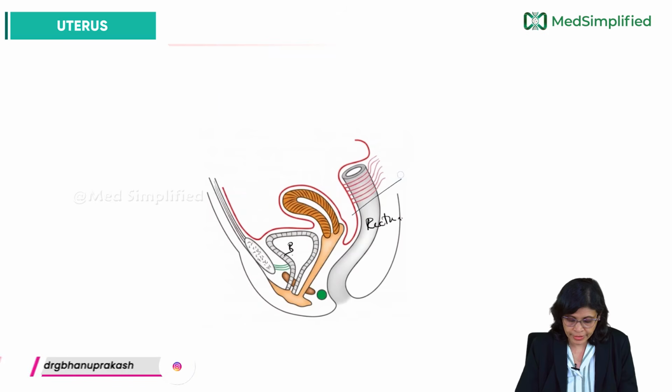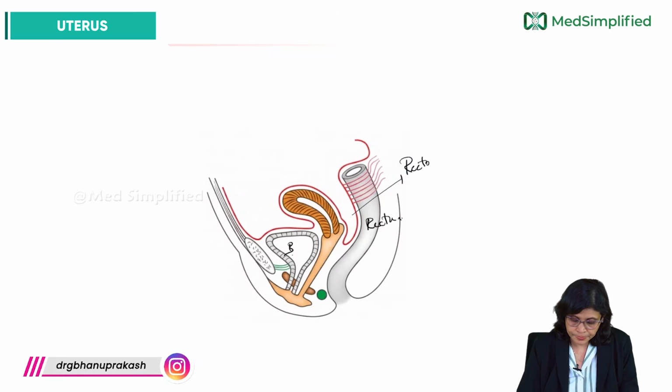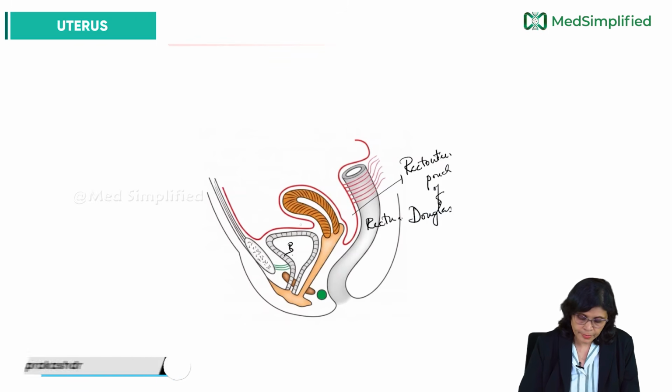This pouch we call the recto-uterine pouch, or pouch of Douglas, and this pouch we call the uterovesical pouch.